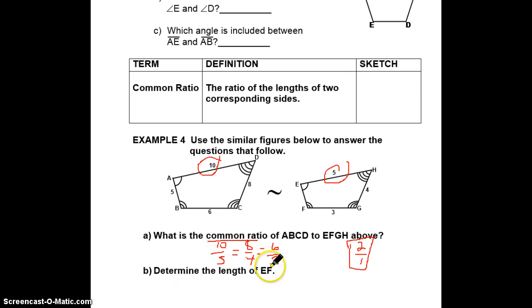If I want to know EF, then I'm going to say, hey, I know my common ratio is 2 to 1. And EF corresponds with AB right here. And so I know that in my bigger figure I have a 5 and I'm looking for this guy, and so we've got our proportion set up. We can cross multiply, 1 times 5 divided by 2, or we can just use simple math and say it's got to be half of the 5, and we'll figure out that EF has got to be 2.5.